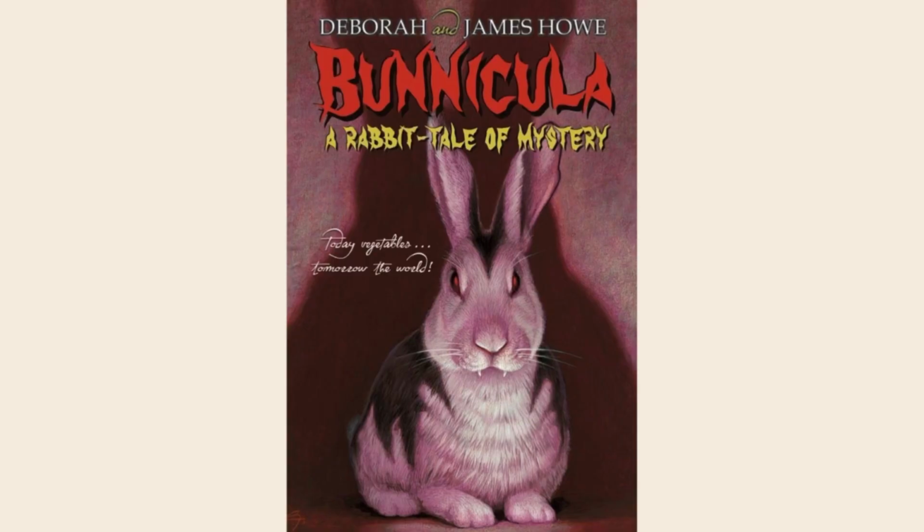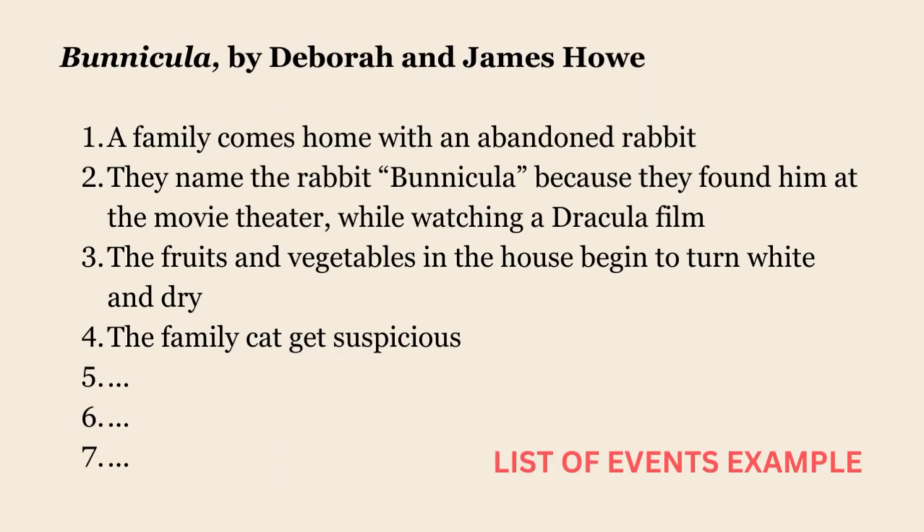Our first example is Bunnicula by Deborah and James Howe. The first event is that the family comes home with an abandoned rabbit. The second event, they named the rabbit Bunnicula because they found the rabbit at the movie theater while they were watching a Dracula film. The third event, the fruits and vegetables in the house begin to turn white and dry. The fourth event, the family cat gets suspicious, and so forth.